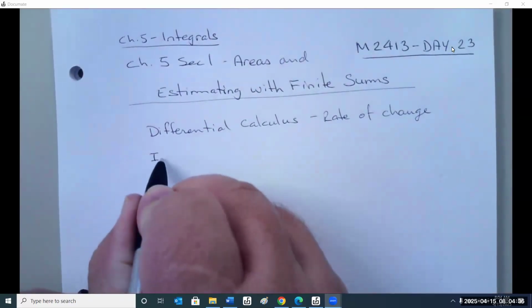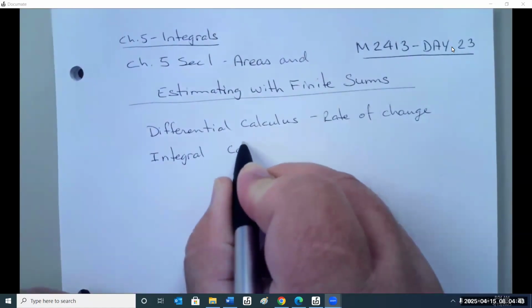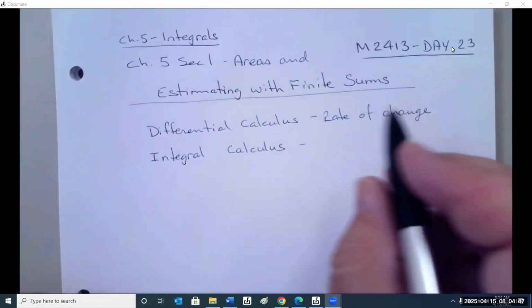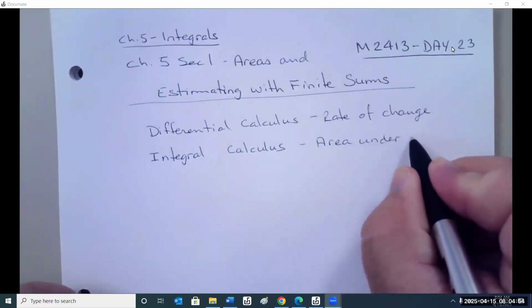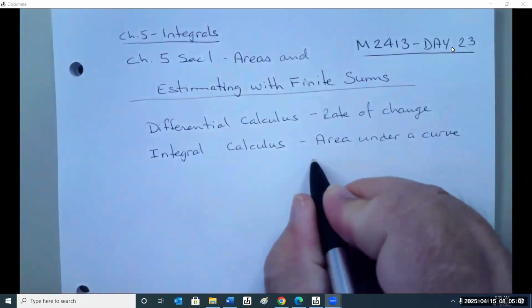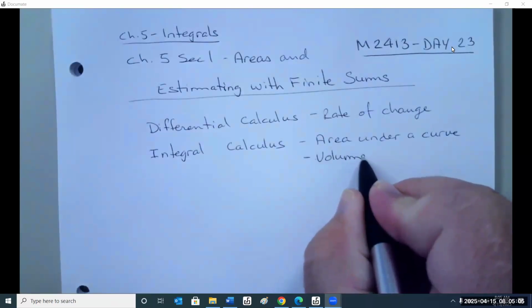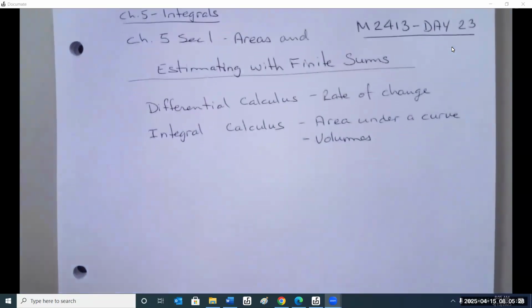Now, this last part, this chapter 5 in calculus 2, deals with something called integral calculus, which finds area under a curve and volumes. We're going to look at three specific types of examples here.